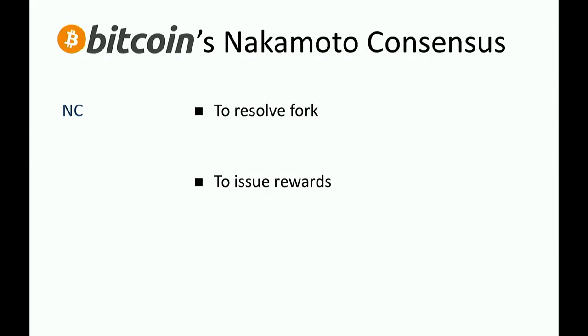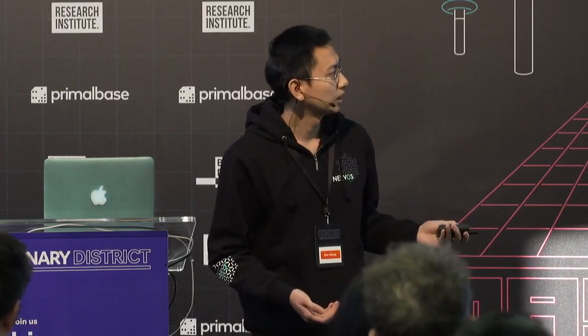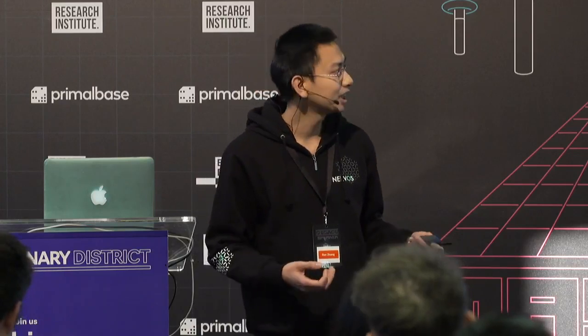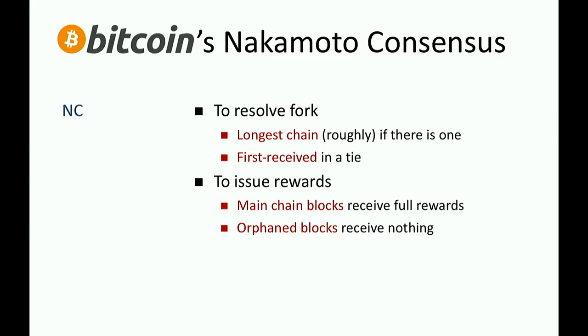We all love Bitcoin's Nakamoto consensus. In this protocol, to resolve forks, miners are prescribed to choose the longest chain if there is one. And when there is no longest chain, miners choose the first received block during a tie. To issue rewards, it demands that main chain blocks receive full rewards, and orphaned blocks receive nothing.